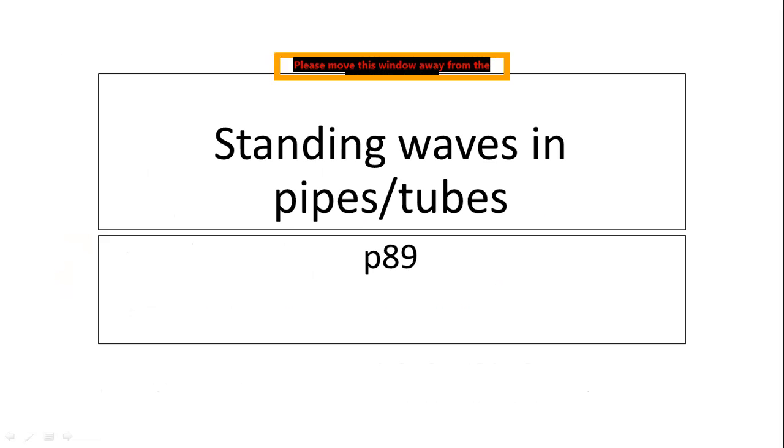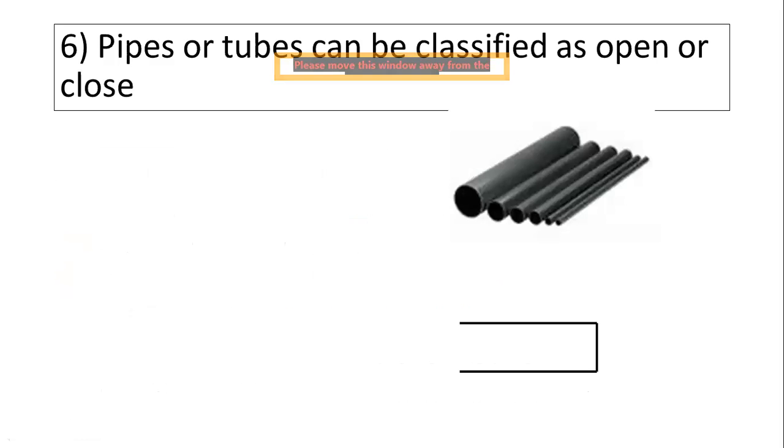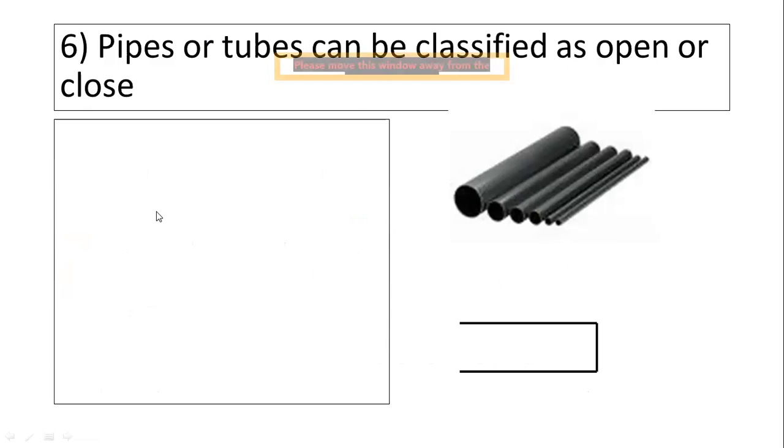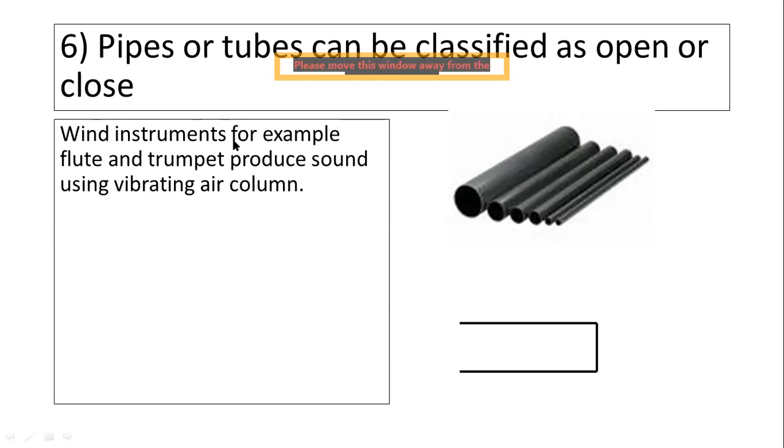Okay, let's look at standing wave in pipes or tubes. Pipes or tubes are the same thing. Some books will call it pipes, some will call it tubes. Page 89 in your book, you can refer to that. This is your pipe or tube. Pipes or tubes can be classified as open or closed. You can call it a closed or open pipe. Wind instruments, for example flute and trumpet, produce sound using a vibrating air column. Flute, trumpet use the air column to produce the sound.